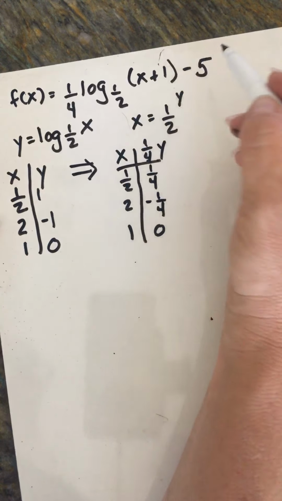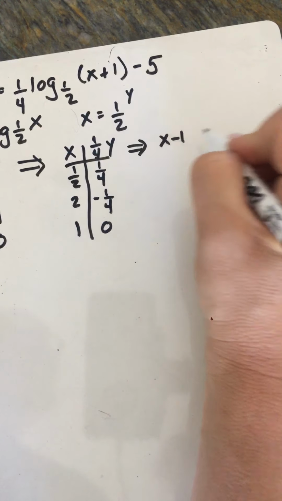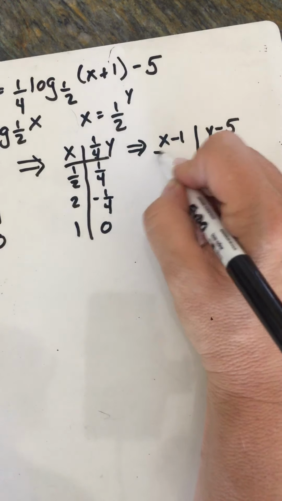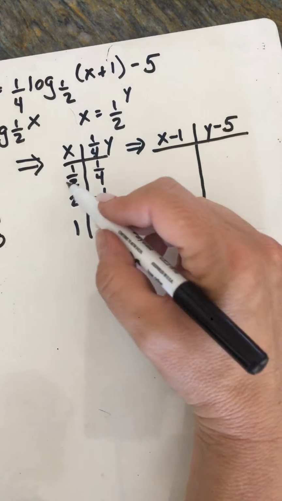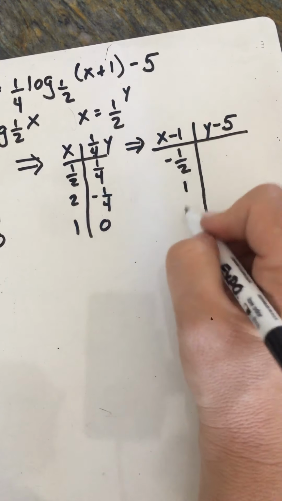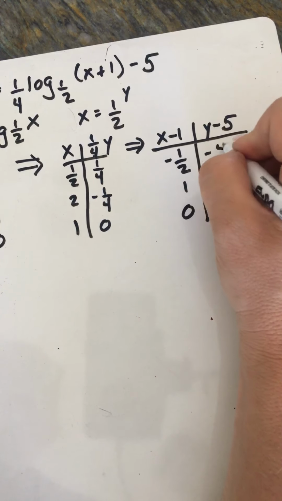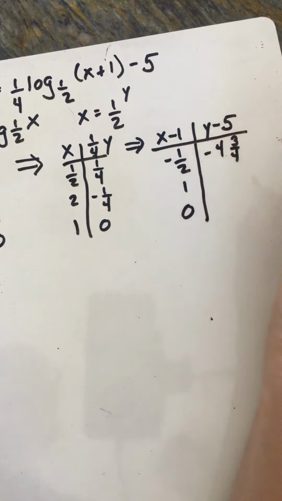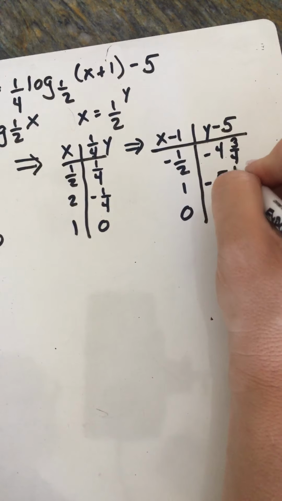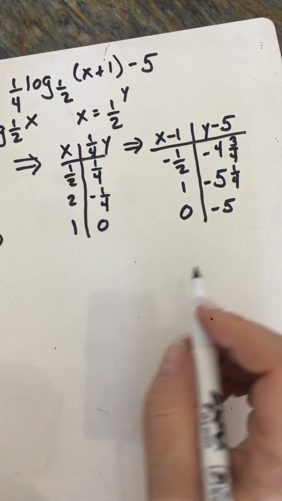All right, now we've got our horizontal and vertical translations. So this will be an x minus 1 and a y minus 5. So x minus 1: 1/2 minus 1 is -1/2. 2 minus 1 is 1. 1 minus 1 is 0. And 1/4 minus 5 is -4 and 3/4. -1/4 minus 5 is -5 and 1/4. And 0 minus 5 is -5.